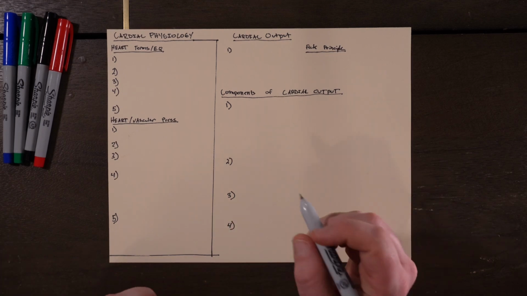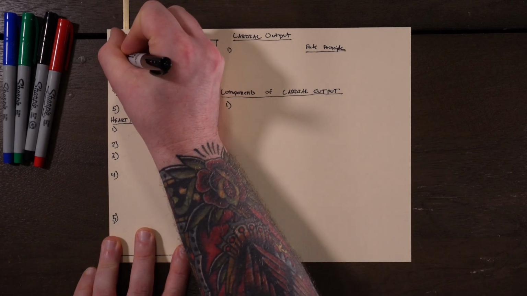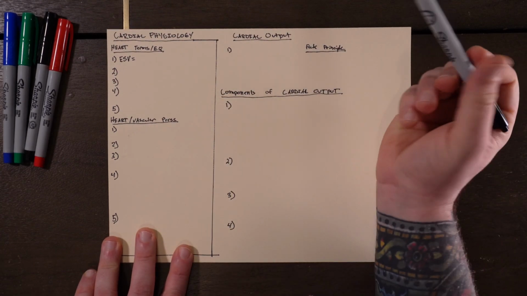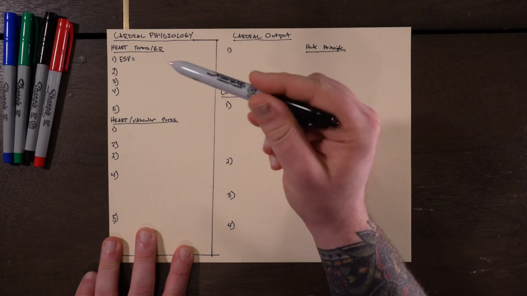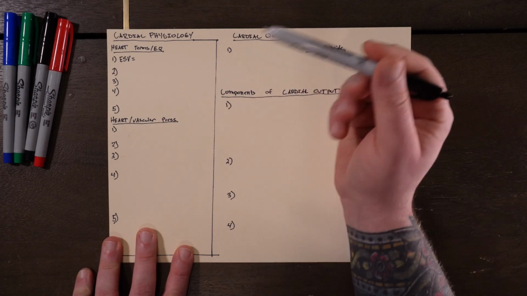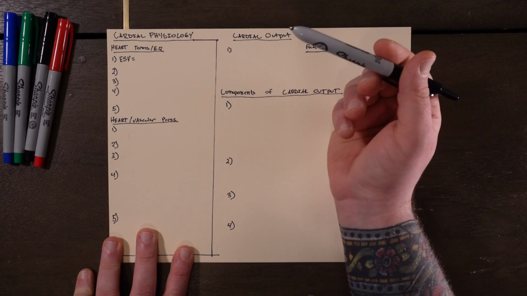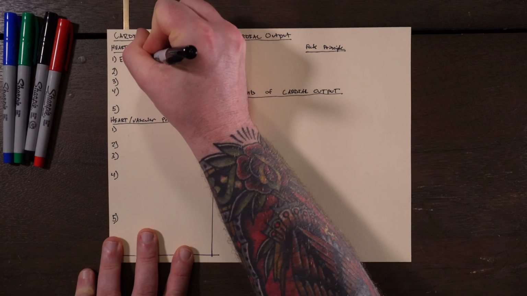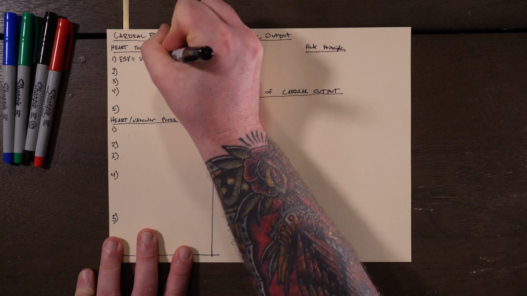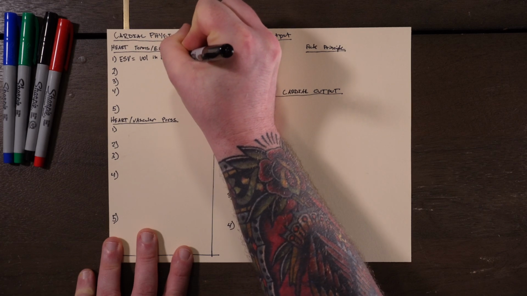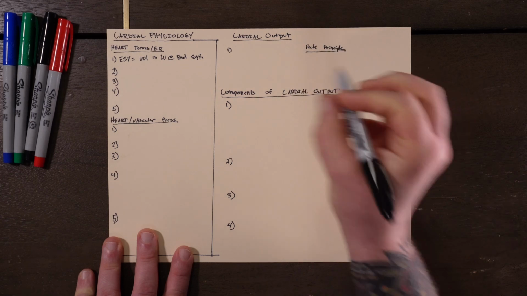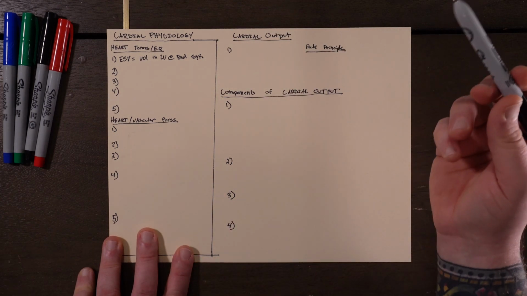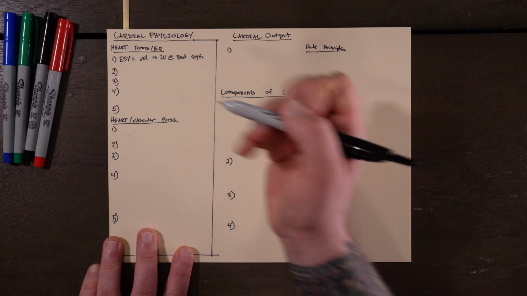Now, the first thing that we're going to talk about is end systolic volume. So, what's end systolic volume? It's all in the name. It's the volume at the end of systole. So after the heart contracts, how much volume is left in that left ventricle, right? So that is volume in left ventricle at end systole, okay?